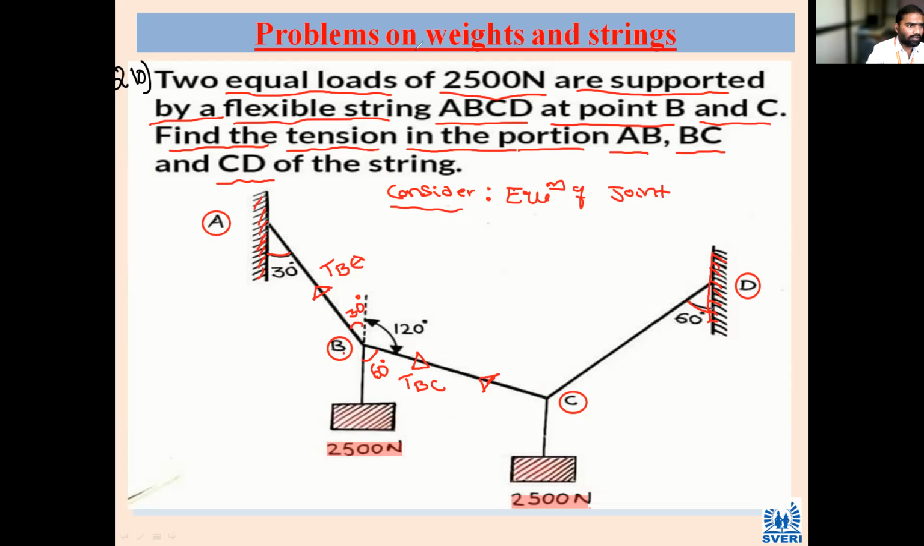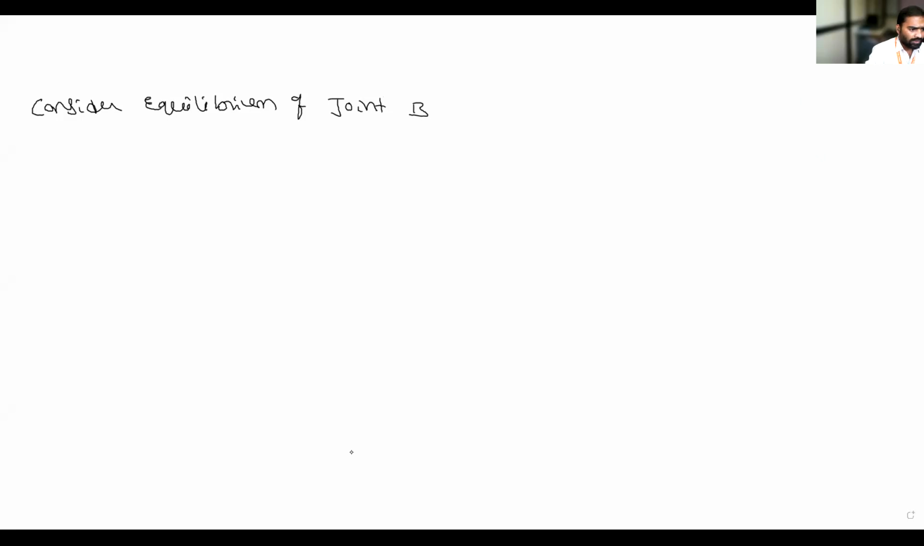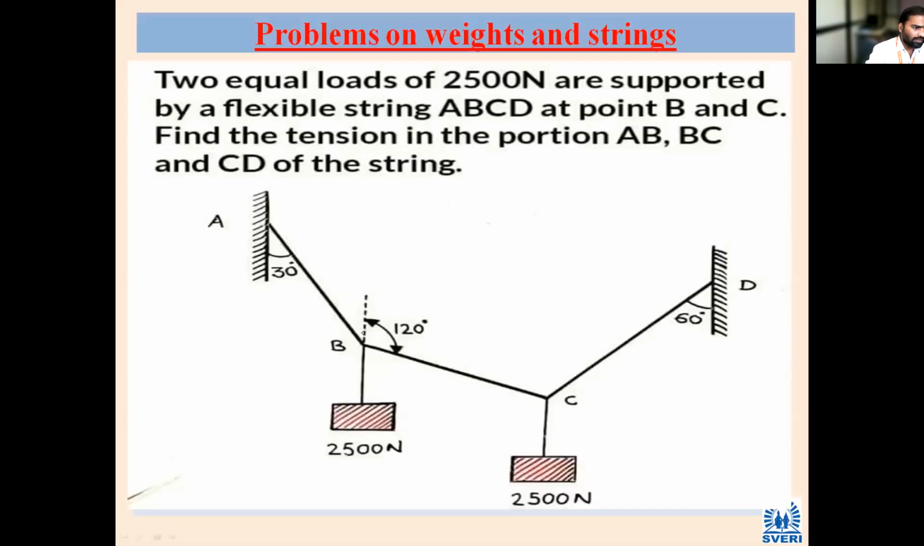Better I will write in the next page. Consider the equilibrium of joint. What is the joint? B, correct? For this B, what was there? Weight acting downward, 2500. BC is here.